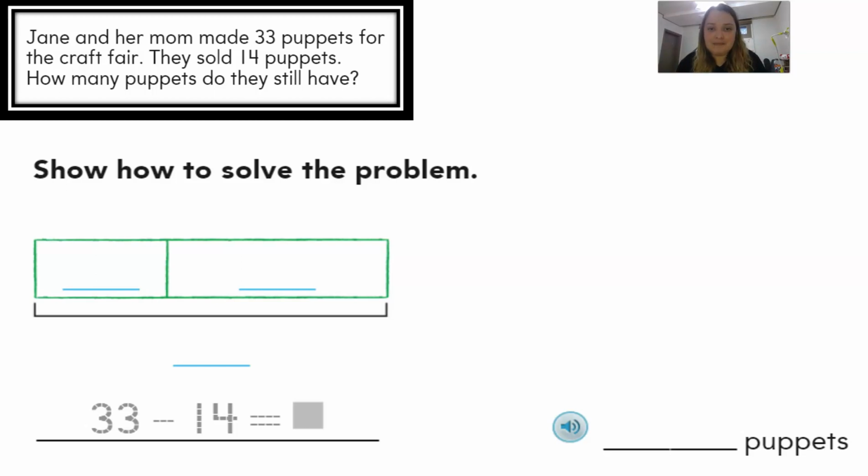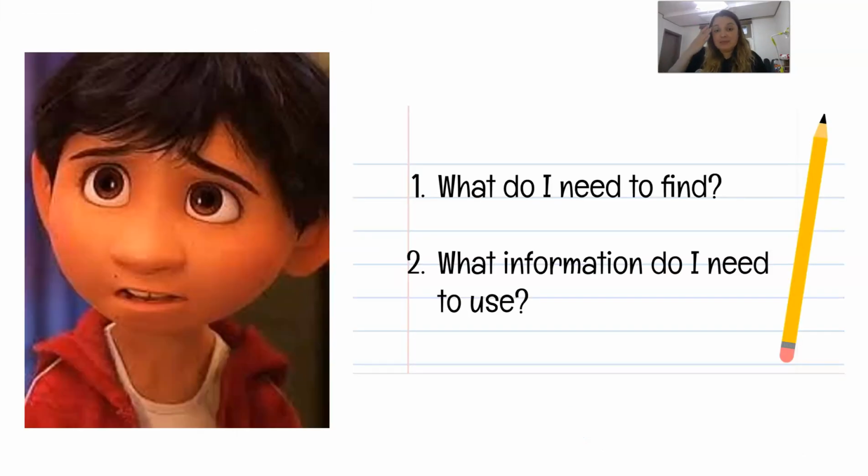Jane and her mom made 33 puppets for the craft fair. They sold 14 puppets. How many puppets do they still have? Now, before I even do anything, Miguel is going to ask himself some questions because Miguel wants to solve this problem. And look at his face. He's going to ask himself something. The first thing that he needs to ask himself is, what do I need to find? The second question Miguel is going to ask himself is, what information do I need to use?